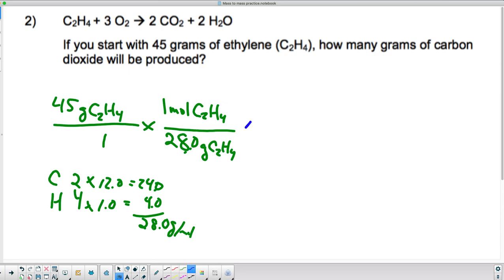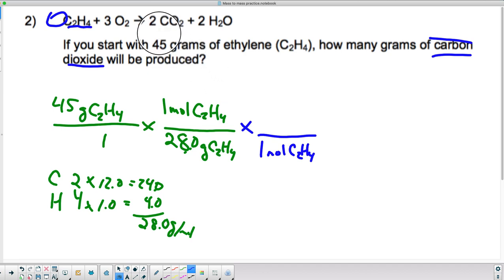Second step is to look at what I have. Now, what am I looking for? How many grams of carbon dioxide will be produced? So I'm going from ethylene here to carbon dioxide. Notice that ethylene, I put on the bottom 1 mole of ethylene. Why 1 mole? Because there is no coefficient in front. Now, how many moles of carbon dioxide? And it should be 2 moles of carbon dioxide like that. Now, because the moles of carbon dioxide is on top, I have to put the 1 mole of carbon dioxide.